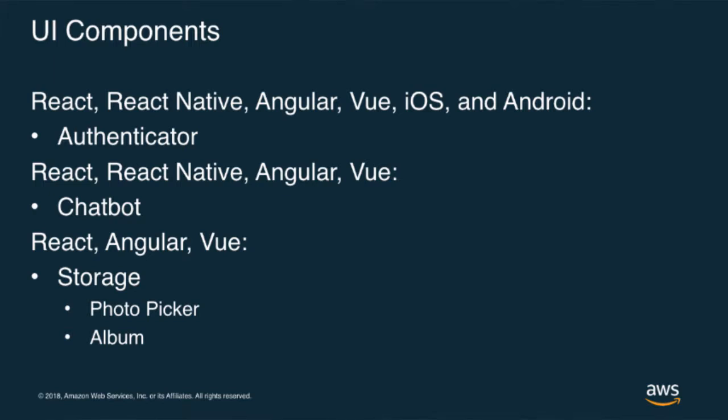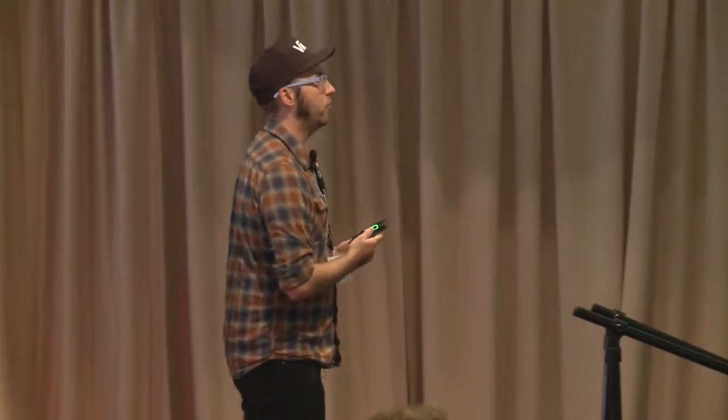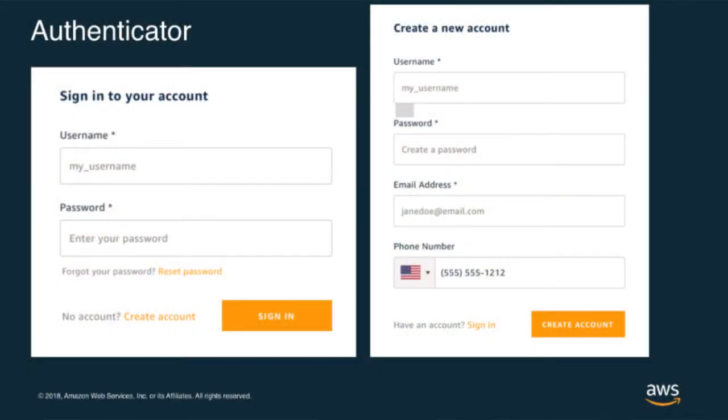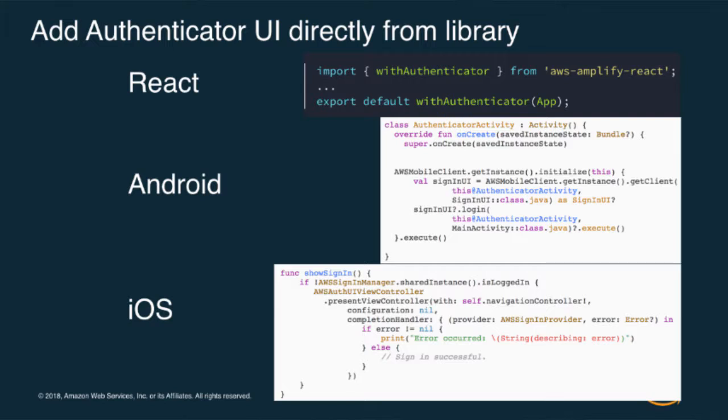So we've got support for an authenticator experience, for a chatbot experience, and for 2 use cases around storage. It's a photo picker or a photo album. So those are the pre-built UI components we currently have. This is just a view of what the authenticator looks like. It has customizable CSS themes as well, just as you expect with a lot of pre-built UI that you can swap in and swap out.